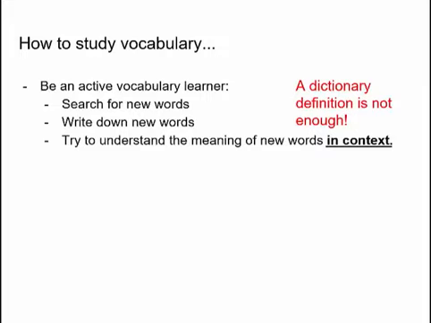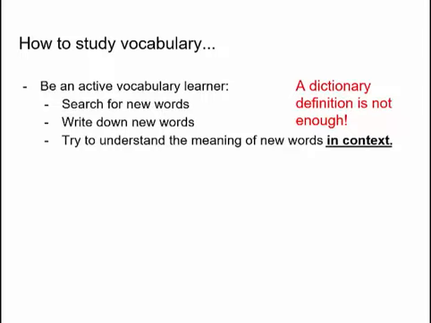Also, if you're just using a dictionary, maybe on your phone, or maybe you have a book dictionary, if you're only using the dictionary to learn new words, that's not enough. When you get a sense of a word, and maybe you've looked up the definition, you should always go back to the place you found that word and try to understand the sentence and the paragraph in which it exists, so that you get a full sense of its meaning.